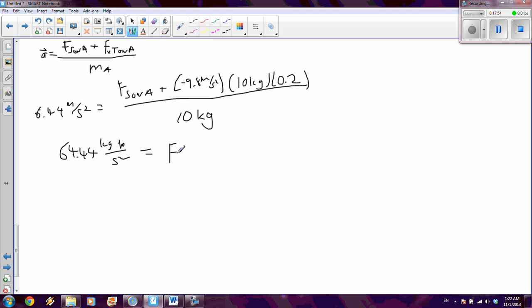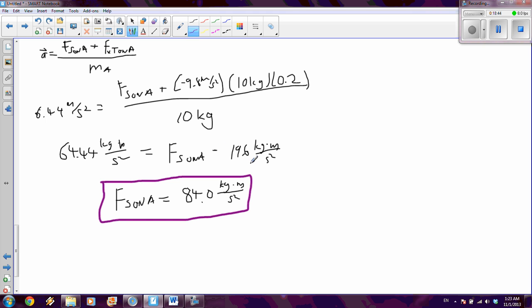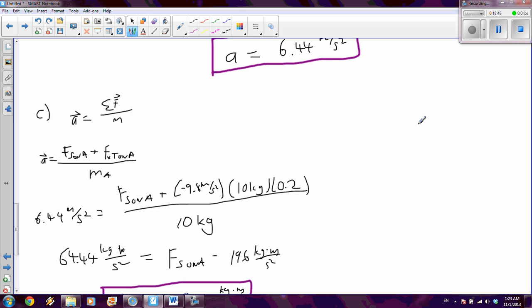And that is equal to force string on A minus 19.6 kilograms times meters per second squared. Add both sides by 19.6, and we end up with our force string on A is equal to 84.0 kilograms times meters per second squared, or newtons. And we'll do it again for the other. This is good practice.